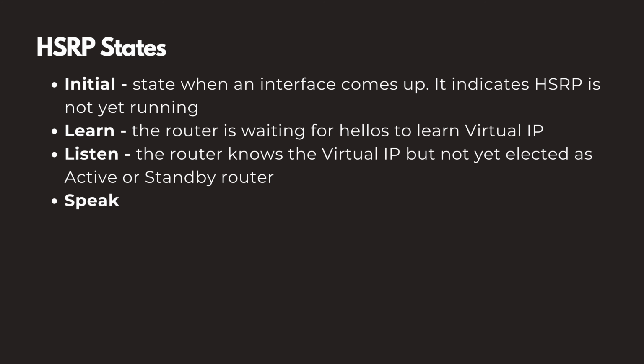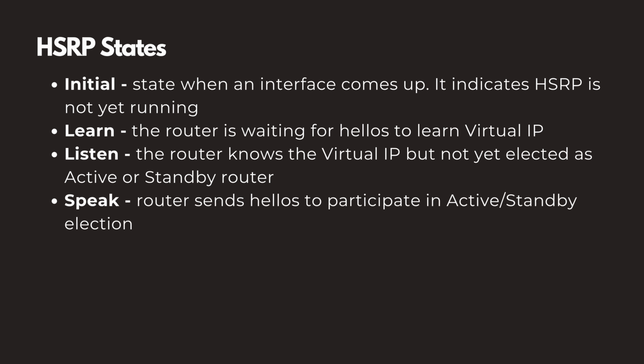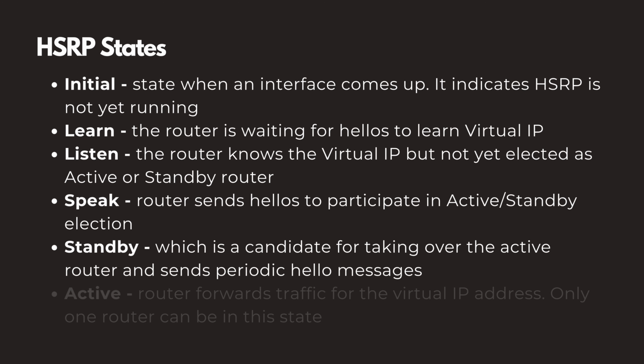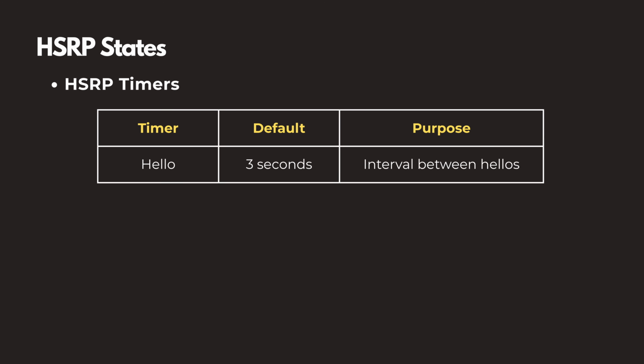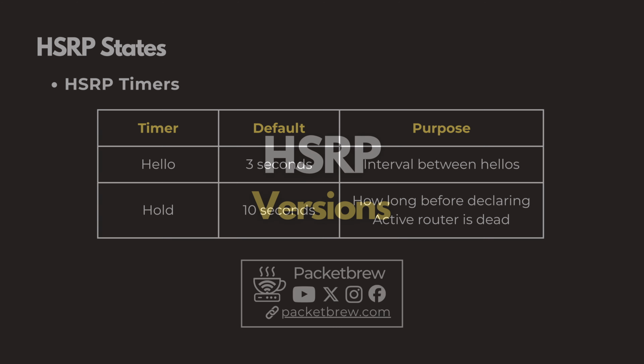Then it speaks to the other router. This is when the router sends hellos to participate in the active standby election. After that, it identifies itself as standby or active. HSRP has a default hello timer of 3 seconds and a hold timer of 10 seconds.